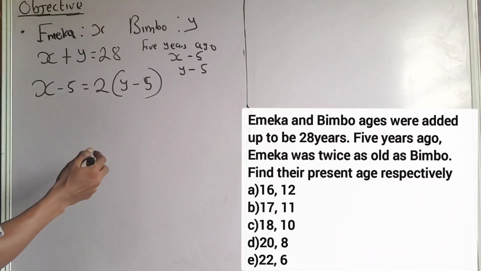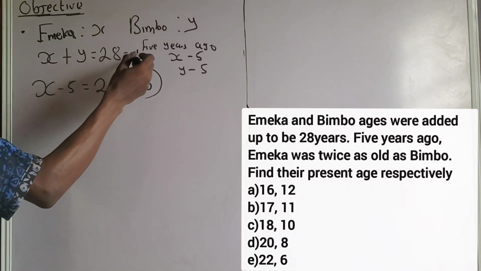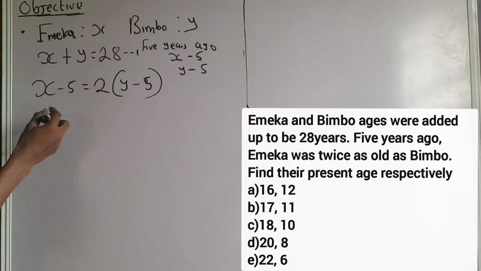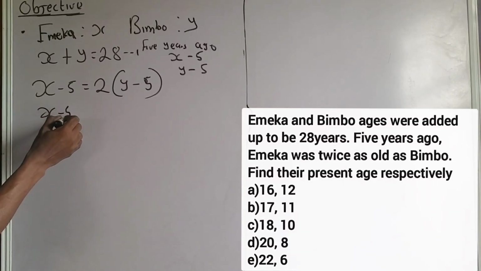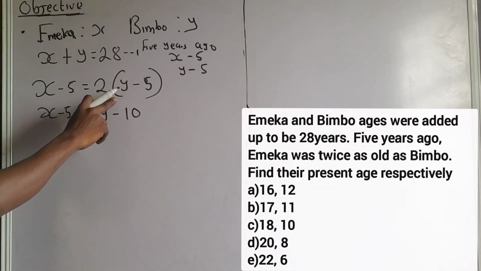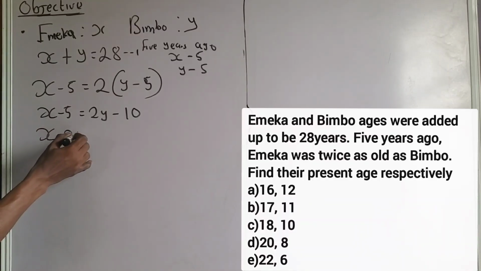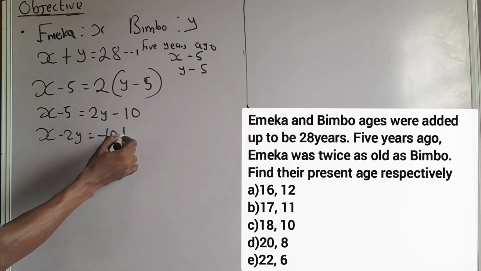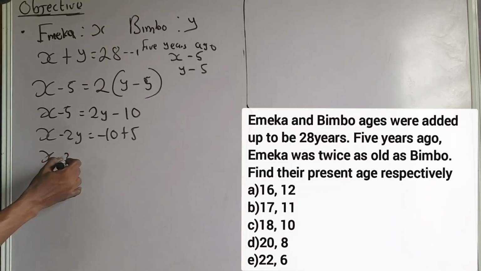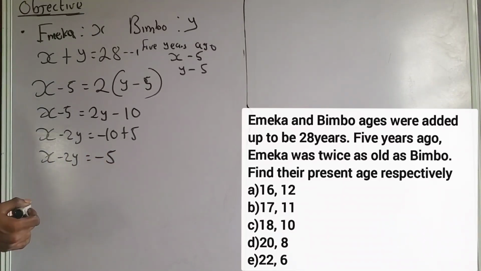Do you understand? So with respect to what we have on the board, we are going to have simultaneous equations. The first equation is this, and for the second equation, we're going to simplify this. x minus 5 equals 2y minus 10, because you use 2 to open the parentheses. So x minus 2y equals minus 10 plus 5. x minus 2y equals minus 5. Do you understand?